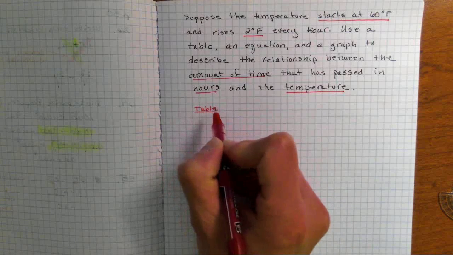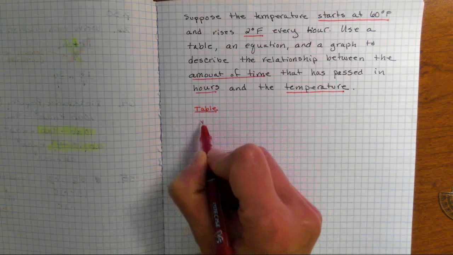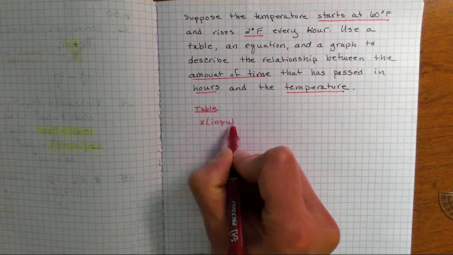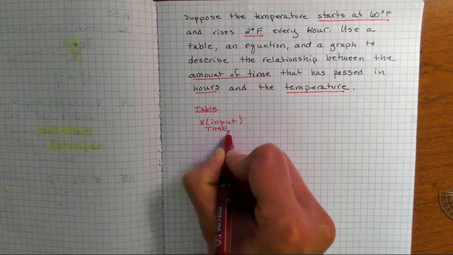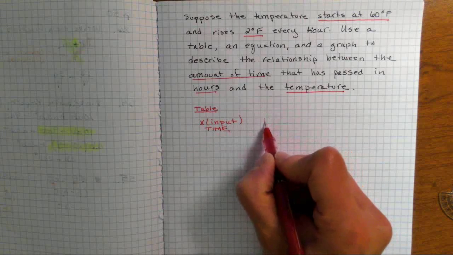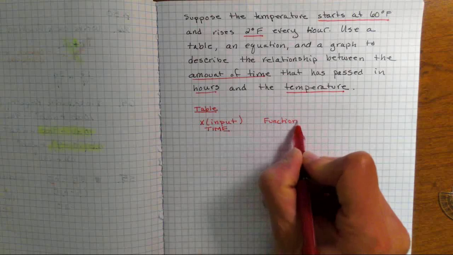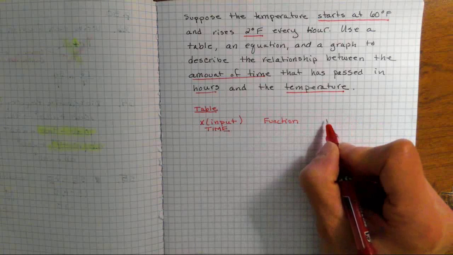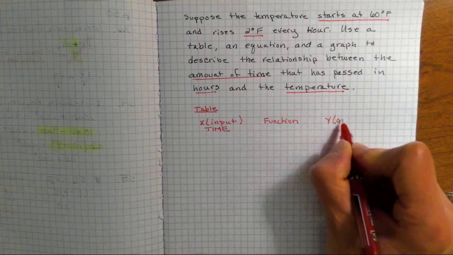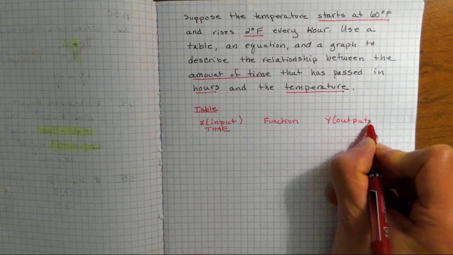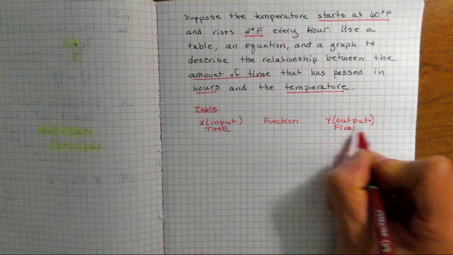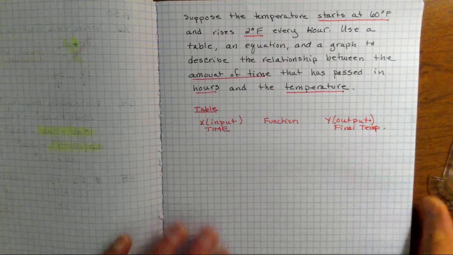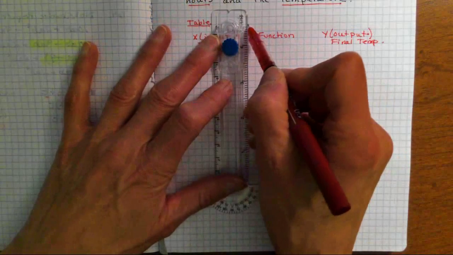I'm going to label it table. And then what do I have? I'm going to have X, which I'll call my input. And what is that? That's going to be my time. And then I'm going to have my function. What happens? We're going to do that kind of special. And then we're going to do our Y, which is our output. And that's going to be our final temperature.